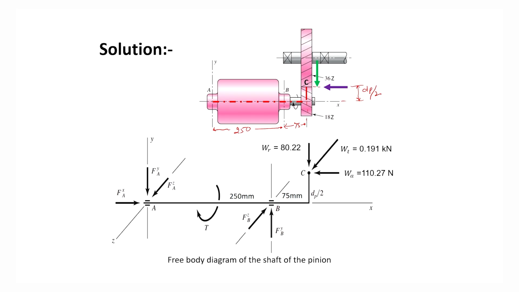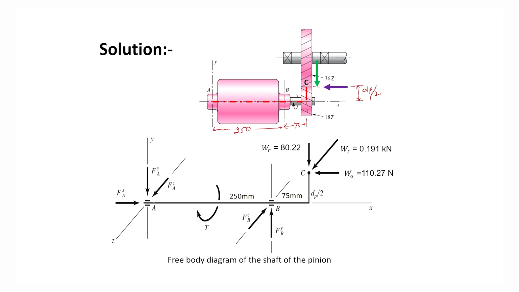So, we have shown the forces which are acting at the pitch point C. The axial force is acting in the negative x direction, the tangential force in the positive z direction, just as we determined, and the radial force along the axis of rotation of the shaft.